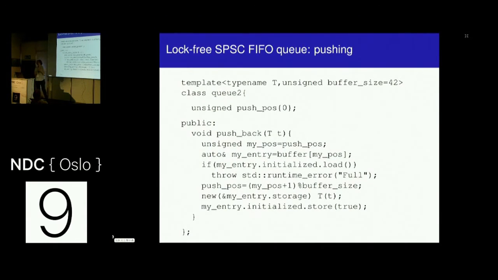So when we're going to push values on, we're going to have a position where we're pushing. We've said that there's only one thread that's pushing, so this doesn't need to be atomic. We take the current value, we find the entry in the buffer. If it's already initialized, then we're going to throw that we're full, because it means we've wrapped all the way around and the values haven't been taken out by the consuming thread. If it wasn't full, then we're going to increment the value, but with a wrap round. And then we populate the value and say, yeah, this entry's ready.